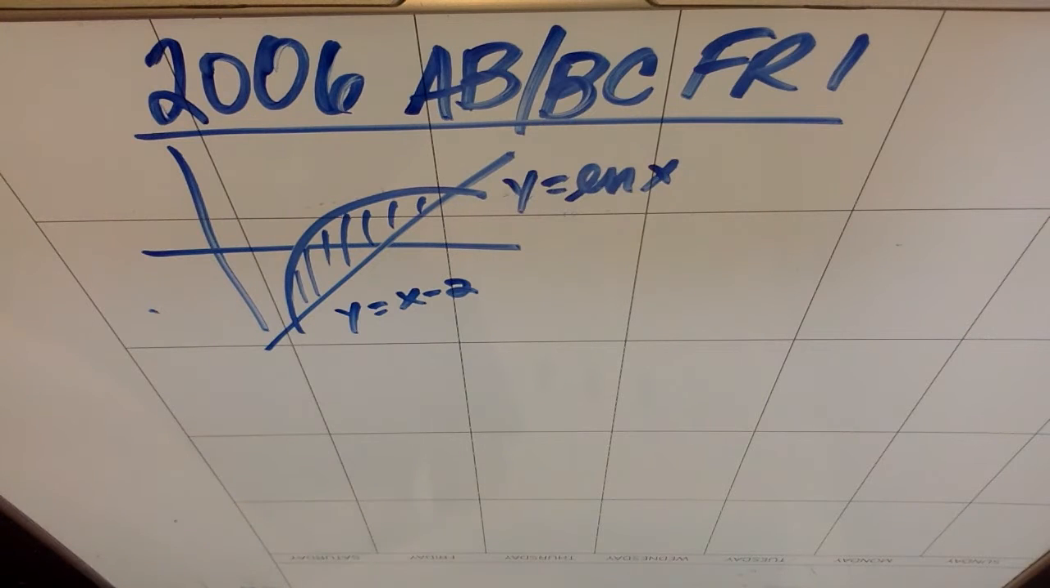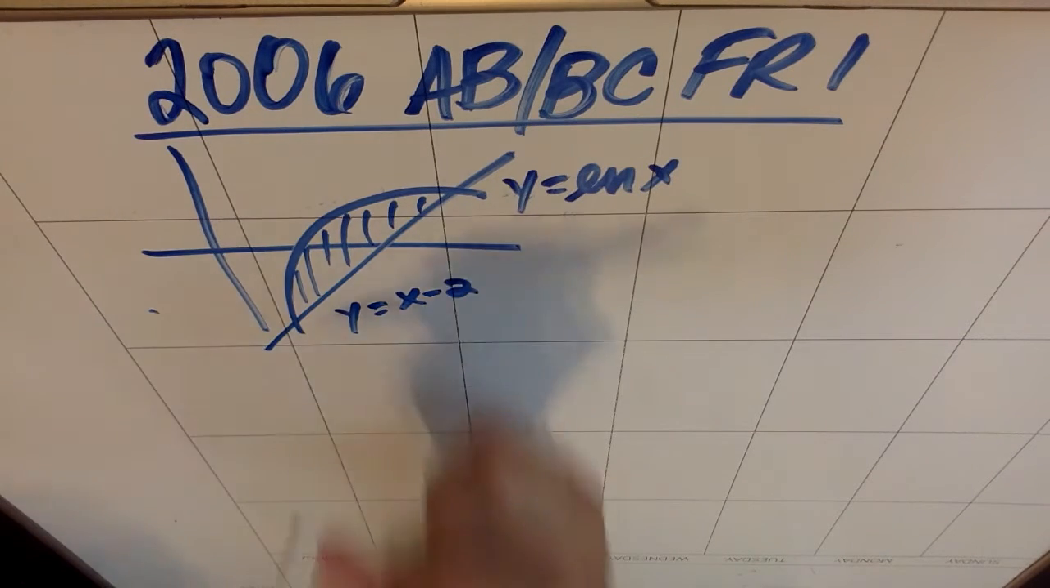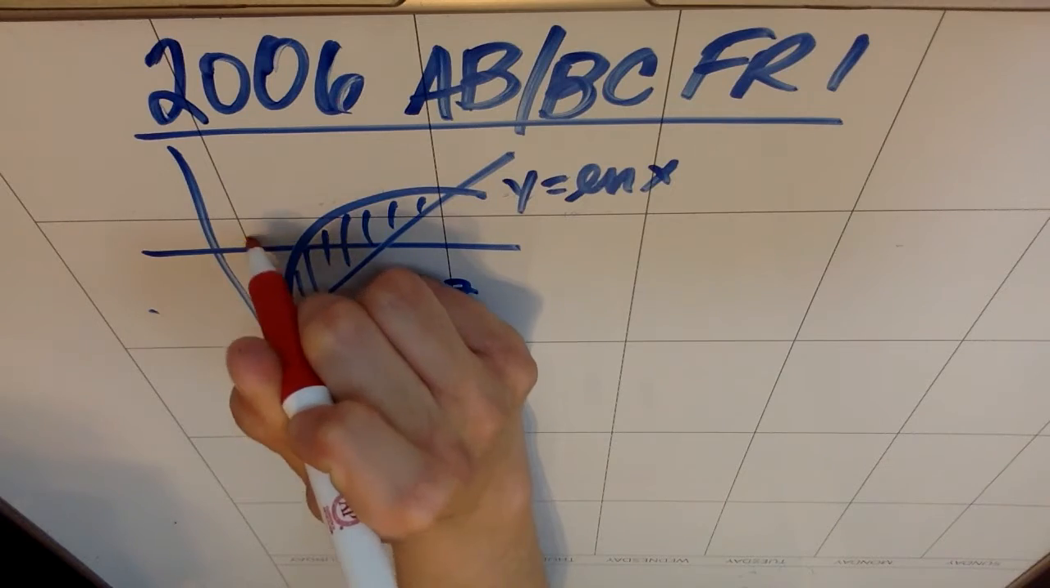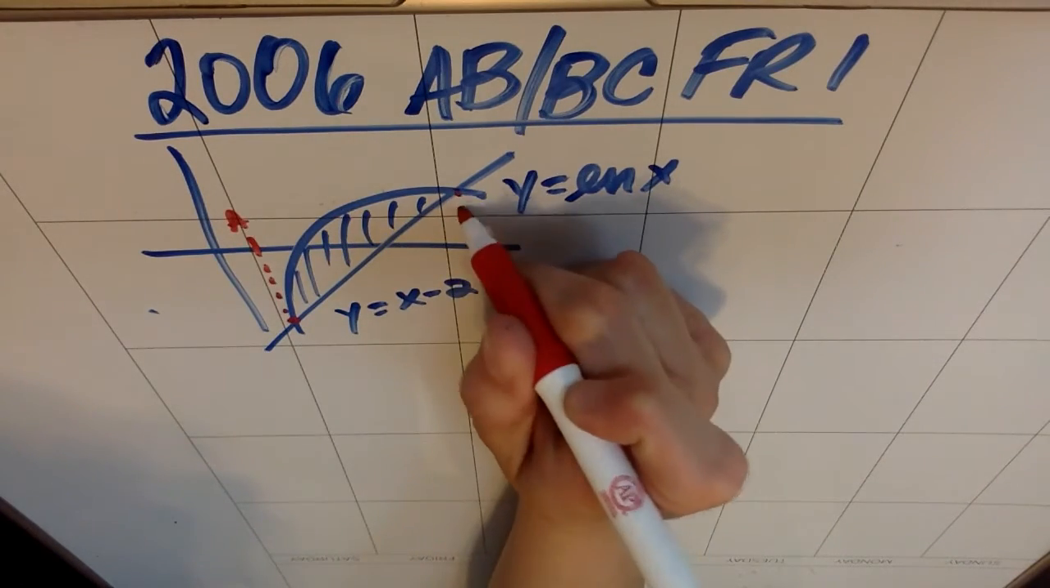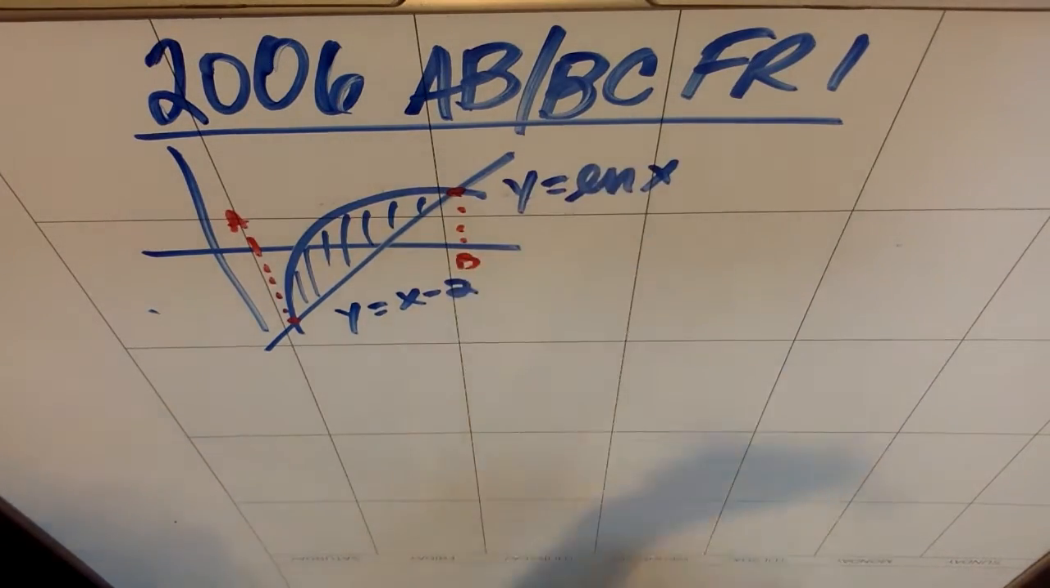Find the area of R. Okay, so that's a pretty standard first question. In order to do that, we need to find the boundaries. We need to find this, I'm going to call that A, and we need to find this B, where they intersect. So in order to do that, I'm going to graph them in my calculator.